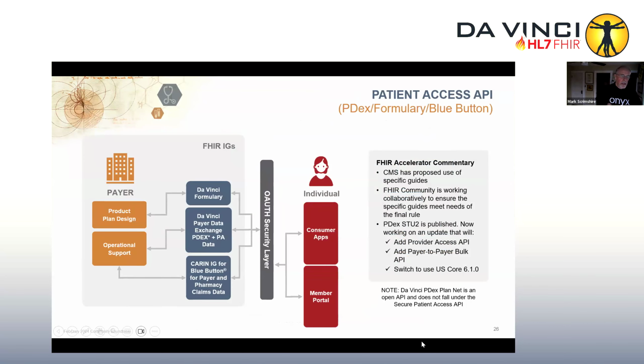So, patient access API. Payer has their various product designs and various data sources. They're supporting the discrete implementation guides for Da Vinci Formulary, for payer data exchange, and also for CARIN Blue Button. And all that goes out through a SMART on FHIR security layer to allow consumers to connect apps to that data. Let's go on to the next slide.